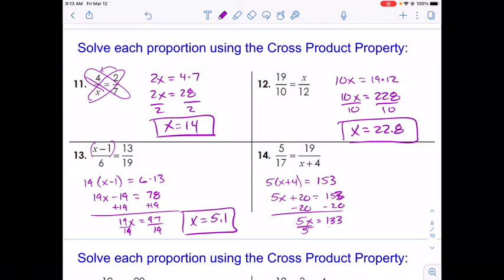Divide by 5. We know it's not going to go into it evenly, so x is going to give us a decimal. So when we do 133 divided by 5, that's going to give us 26.6.